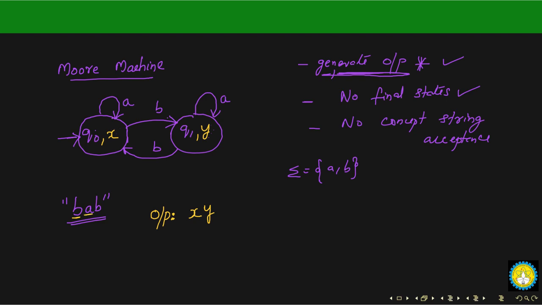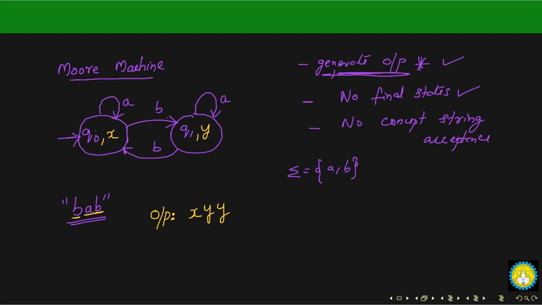So when you find an A from Q1, it goes to itself. You can see that A from Q1 goes to itself. So again, you will get an output of Y. Let me write Y again. So we have processed B and A. Now we are left with one more B.